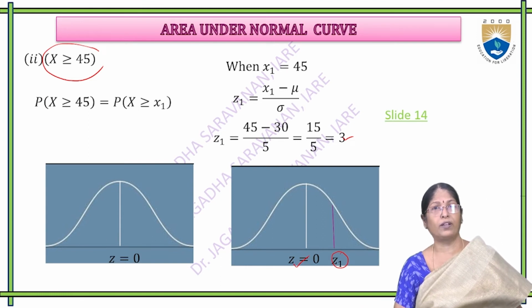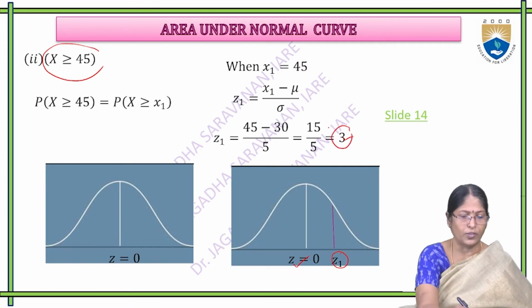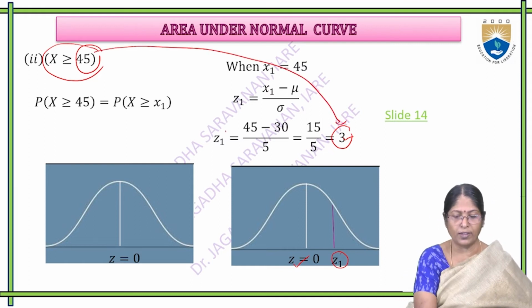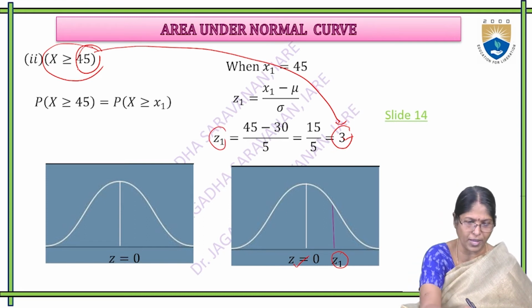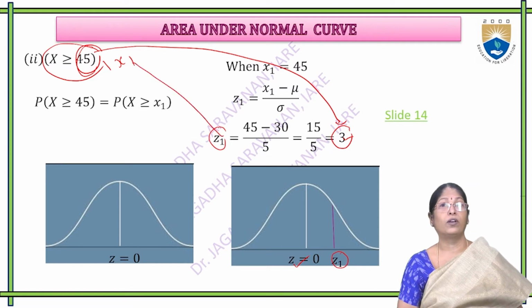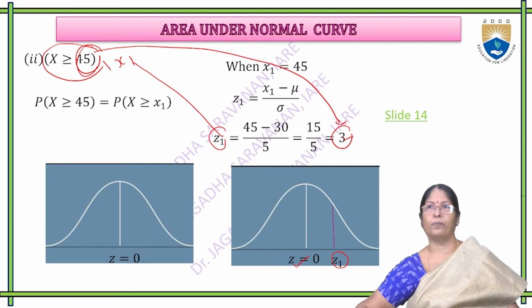This is the question we started for this first problem we are focusing on now. The first problem itself has two sections. First section, x lies between 26 and 40. The second part is x greater than or equal to 45. For x greater than or equal to 45, first we converted 45 into the value 3. The name is Z1, the 45 is named X1, so from X1 to Z1 we changed.